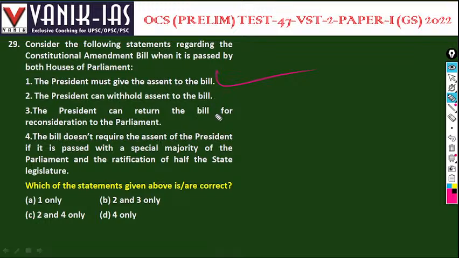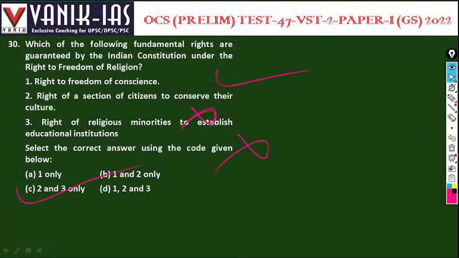Next statement: the president can return the bill. No, he cannot return the bill. The bill doesn't require assent, this is wrong. Okay, the president can withhold the assent to the bill. So only 1 is the answer regarding assent. And regarding the constitutional amendment bill, it can be introduced in either the Lok Sabha or the Rajya Sabha, no issues.